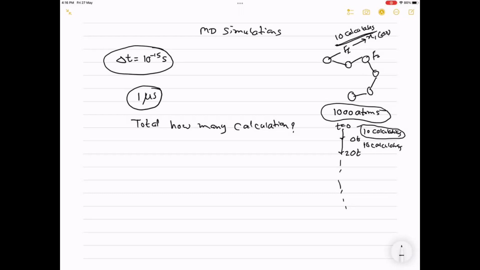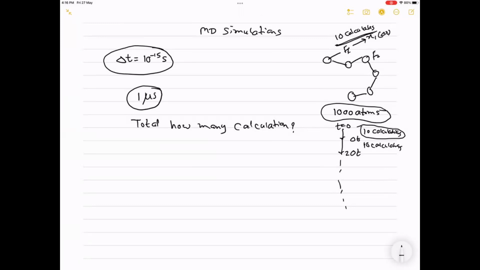If the question is not clear, I can again repeat. So what I want to know is, for this small biomolecule which is having 1000 atoms, if I have to do a computer simulation for 1 microsecond, given the fact that calculation of successive positions requires at least 10 calculations, how many calculations do I have to do? Okay, Fajan.